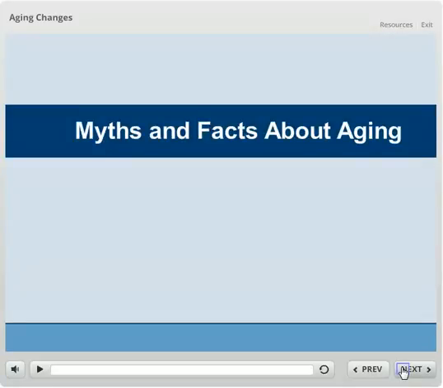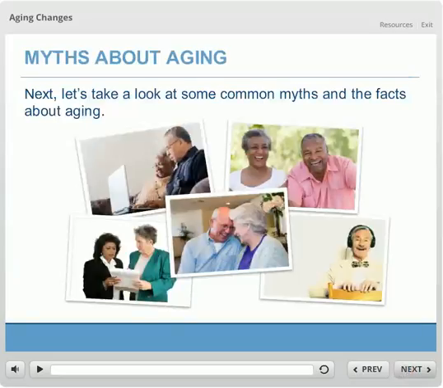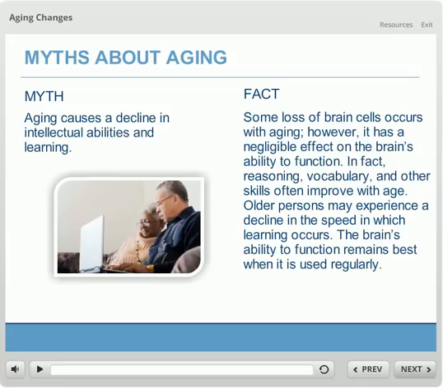Myths and facts about aging. Next, let's take a look at some common myths and the facts about aging. Myth: aging causes a decline in intellectual abilities and learning.